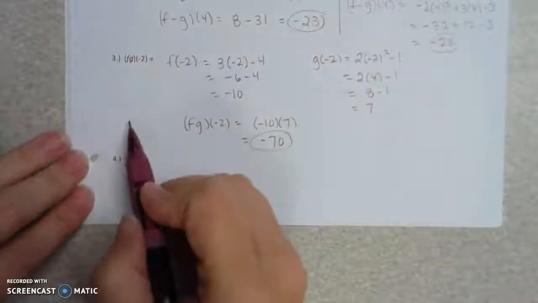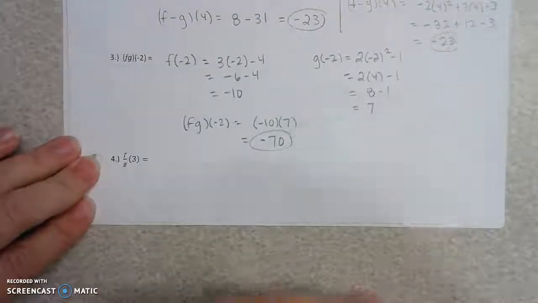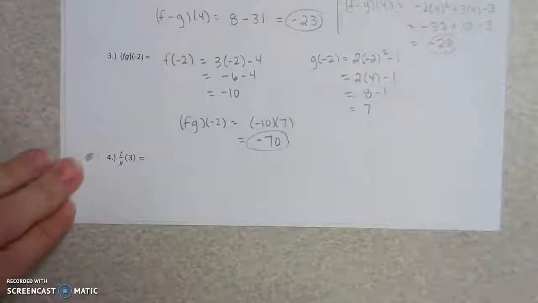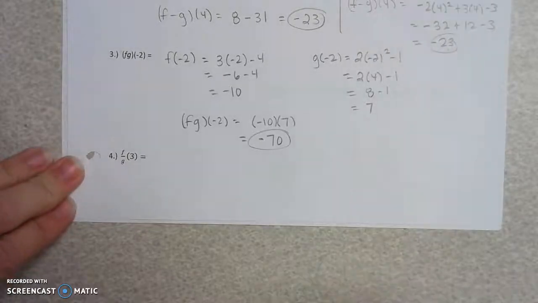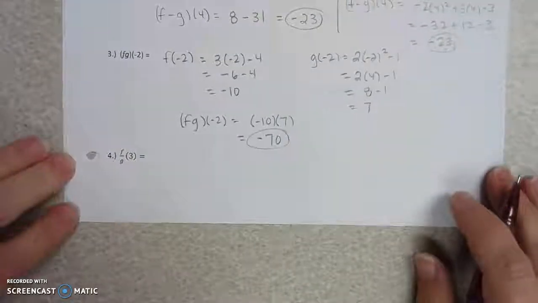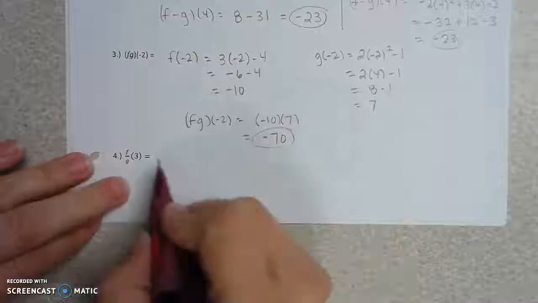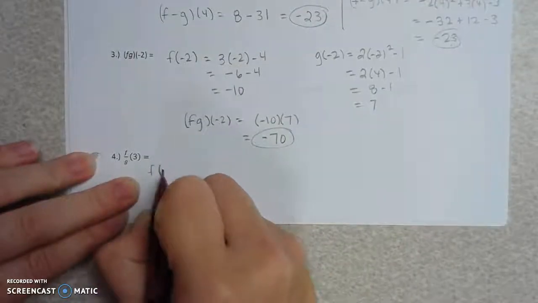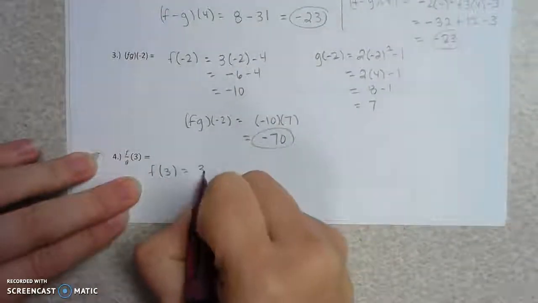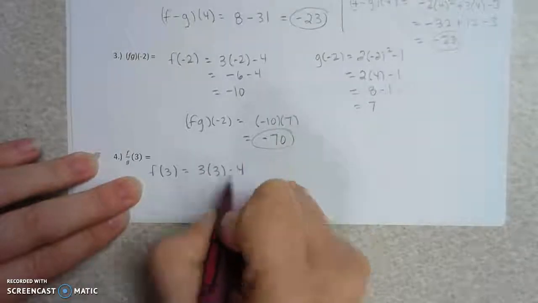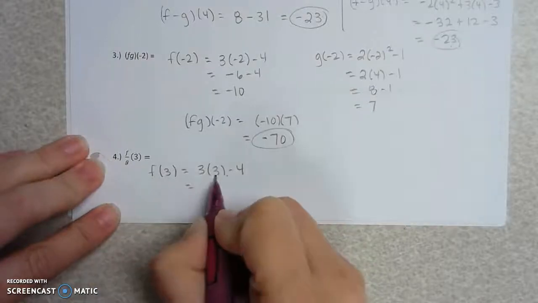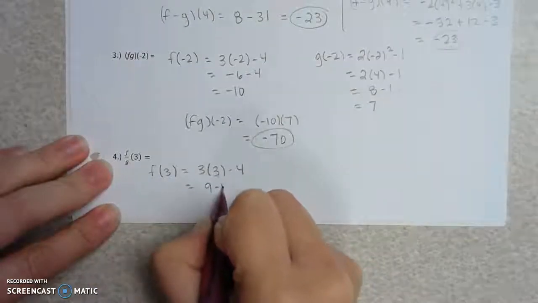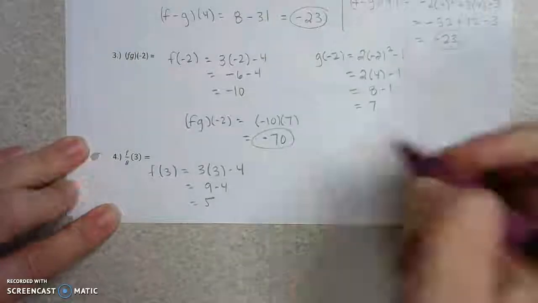Alright, lastly, I want to divide f and g. Still, once again, you can write them out and get a new function and then fill in the value 3, or you can fill in the value 3 into f, the value 3 into g, and get your answer. So let's do f of 3. So I'm going to say 3 times 3 minus 4, so I'm filling in the value 3 everywhere there's an x in the function f. 3x minus 4, so that would be 9 minus 4 is 5.